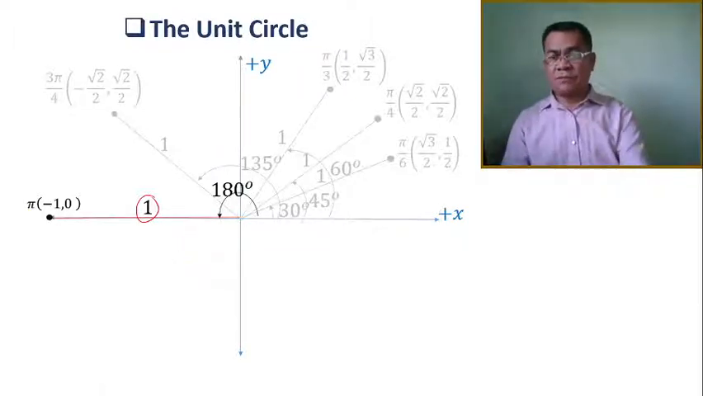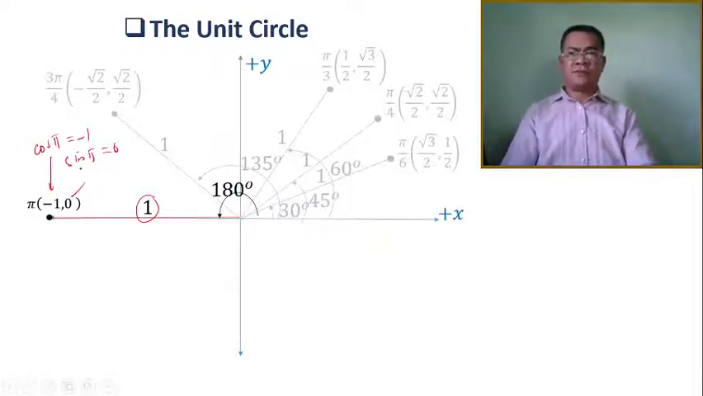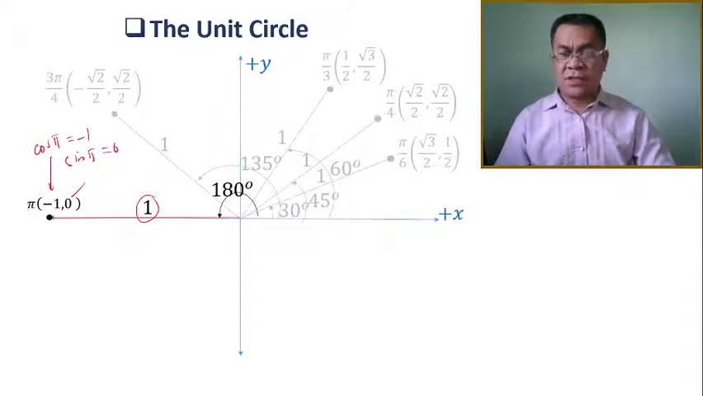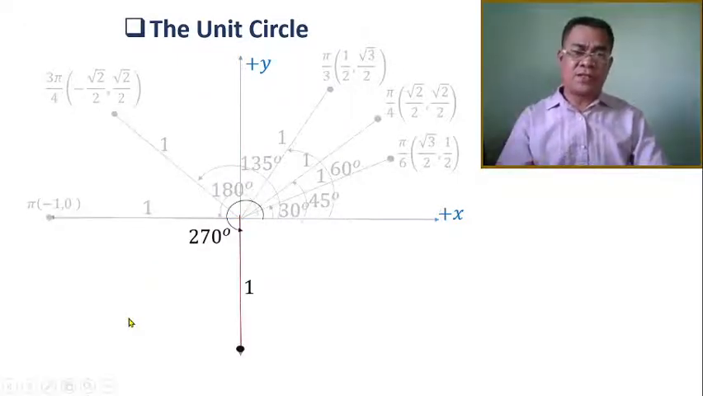So in other words, the cosine of pi is equivalent to negative 1. So without using a calculator, you can do it. And the sine of pi is 0. Okay? So the other quadrantal angle we also have is 270.